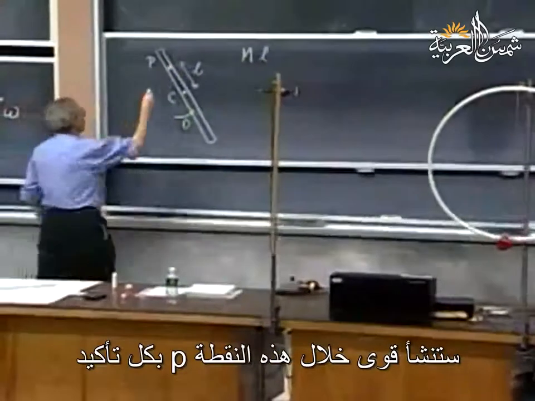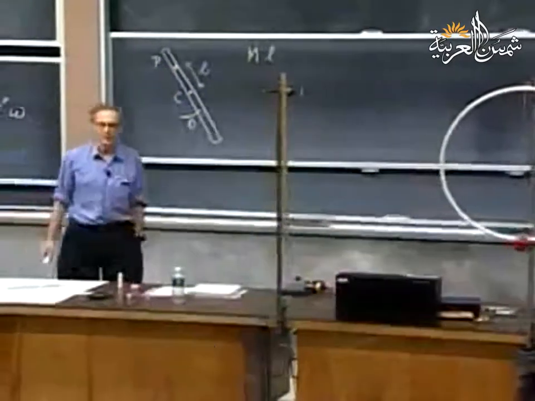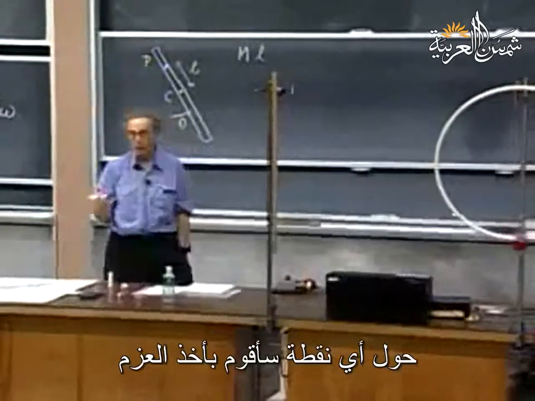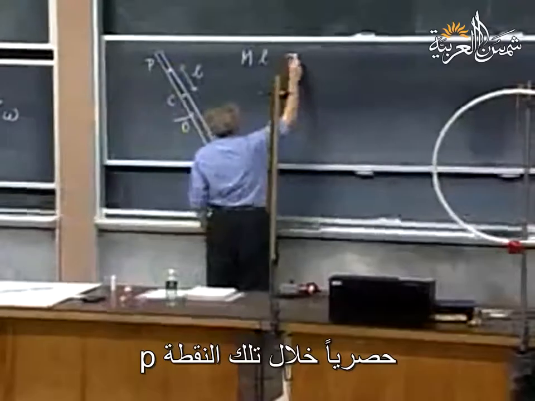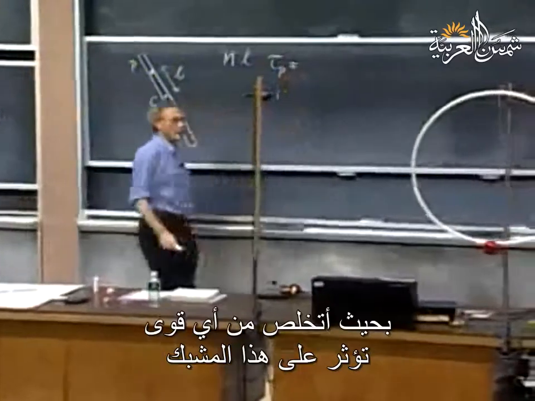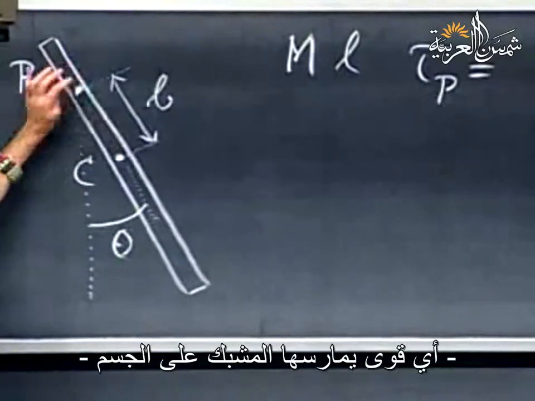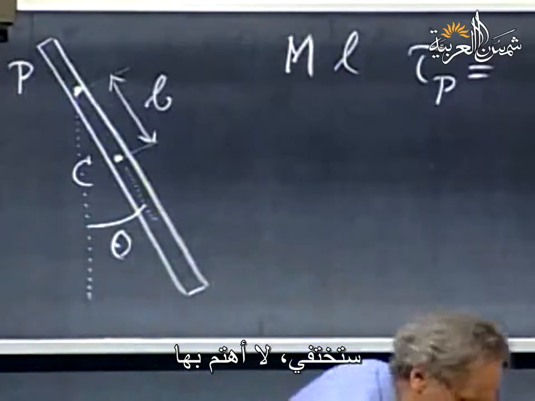For sure, there will be forces through that point P. I don't care about that, because now I'm not going to negotiate with you about which point I'm going to take the torque. I will insist on taking torques exclusively through that point P, so that I get rid of any forces that go through that pin. Any forces that the pin exerts on the object. Gone. Don't care about it.